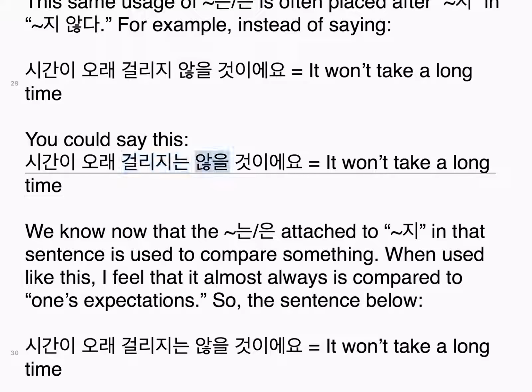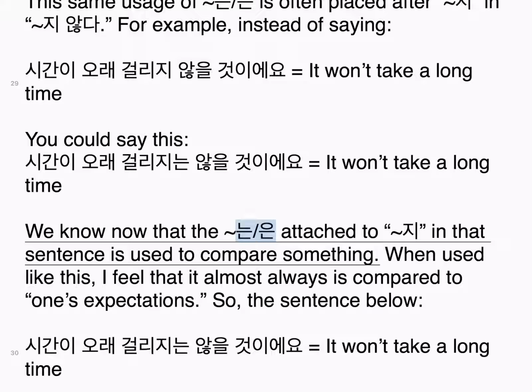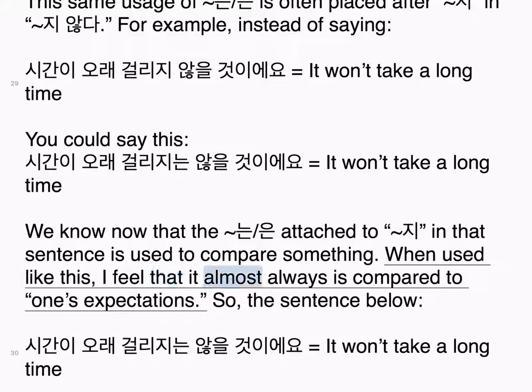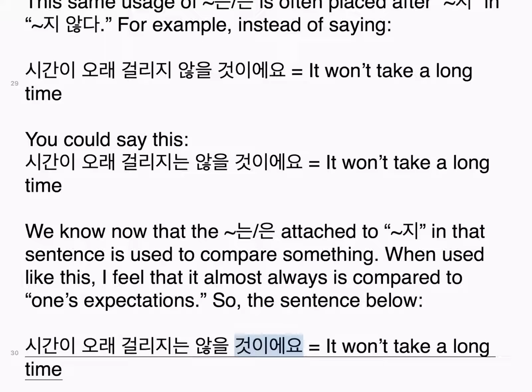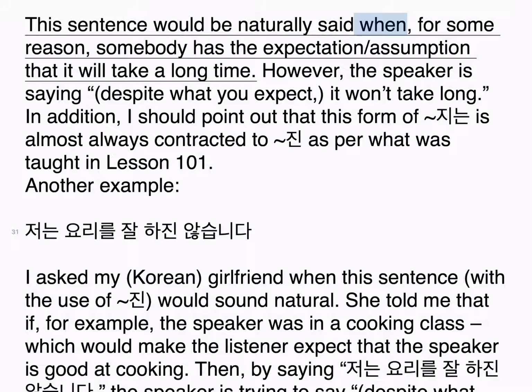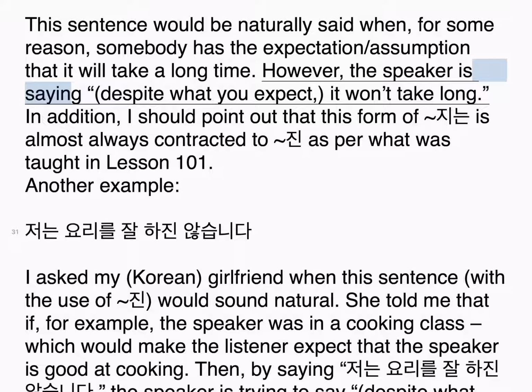시간이 오래 걸리지는 않을 것이에요. It won't take a long time. We know now that the 는 attached to 지 in that sentence is used to compare something. When used like this, I feel that it almost always is compared to one's expectations. So, the sentence below, 시간이 오래 걸리지는 않을 것이에요, it won't take a long time. This sentence would be naturally said when, for some reason, somebody has the expectation that it will take a long time. However, the speaker is saying, despite what you expect, it won't take long.